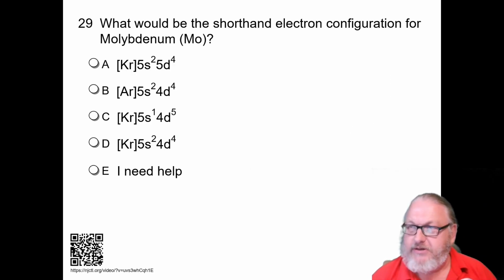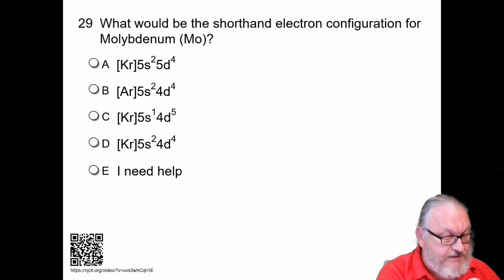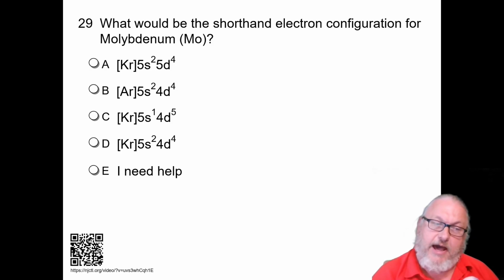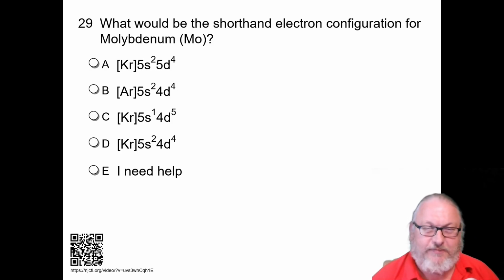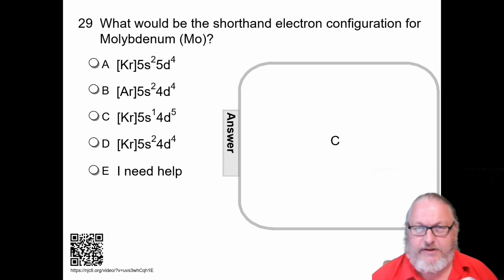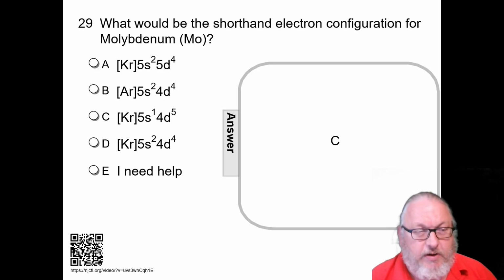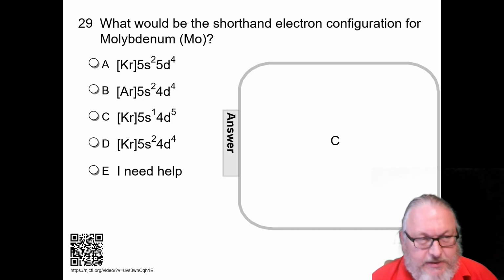What would the shorthand configuration be for molybdenum, Mo? Now that's element 42. If we were to do what we knew beforehand, we'd call that krypton, 5s2, 4d4. But now we know we want that one orbital filled up in the d level, so they'll borrow from the 5s. That's going to be krypton, C, 5s1, 4d5.